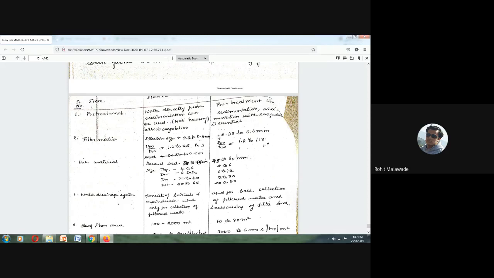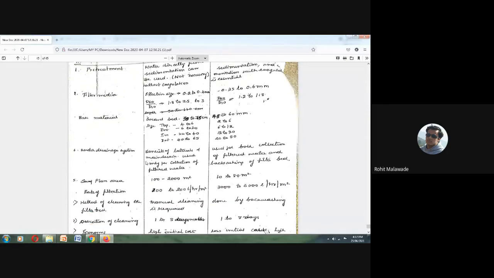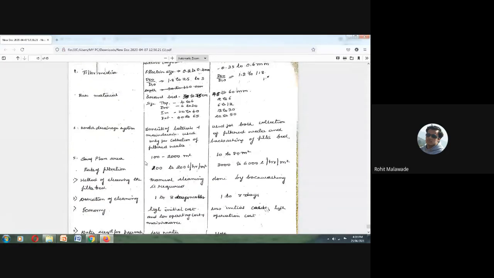This is your base material, it is in your depth. Next is the under drainage. In case of your slow sand filter, it consists of laterals, and only collection of filtered water is done in case of your slow sand filter. But in case of rapid sand filter, what are we going to do?